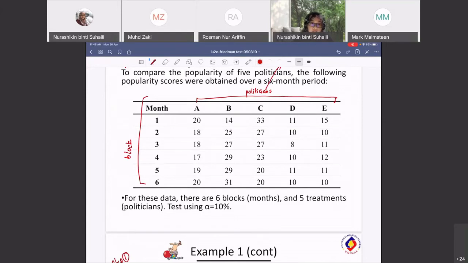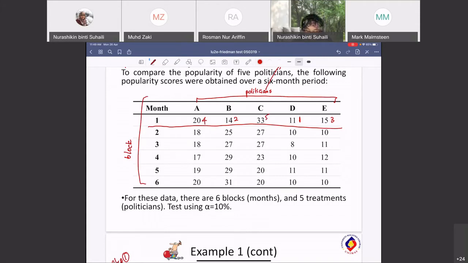So we have to rank from the lowest to the highest. But now we focus block by block. Here, if you see month 1, the lowest number is 11. So that is the first rank. The second rank is here. The third is here. Fourth is here. And 5 is here. And the same thing you do for every other block.